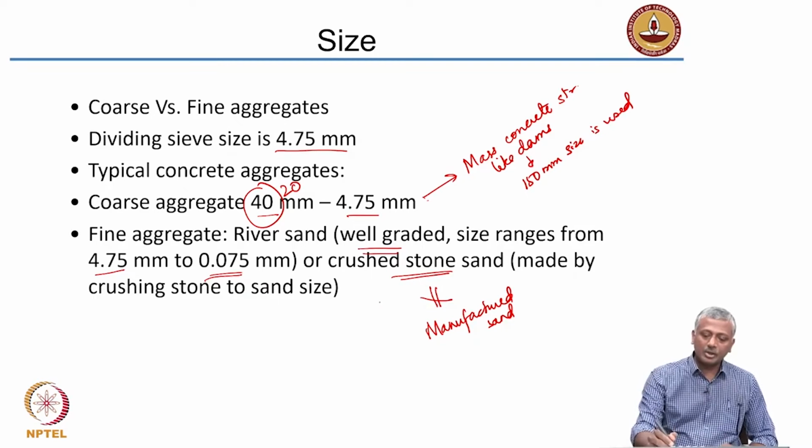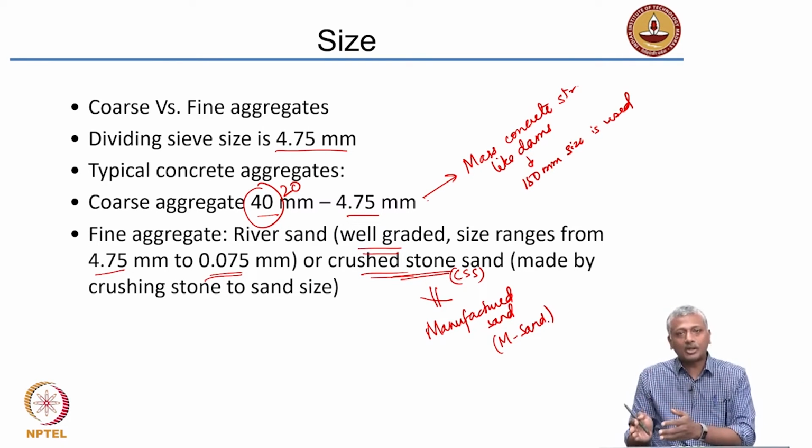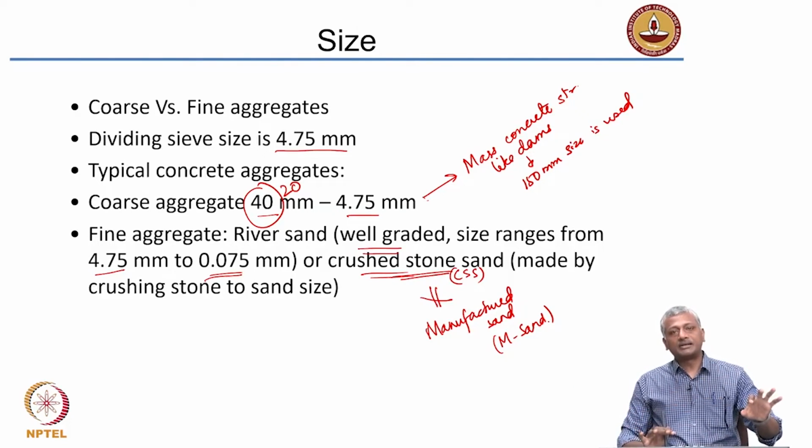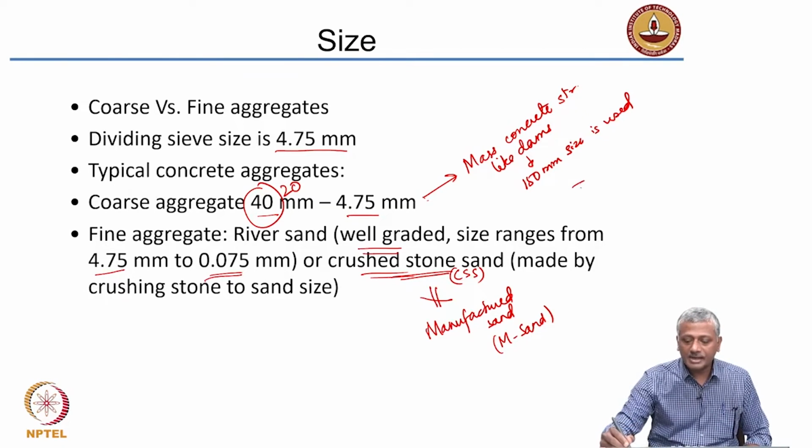The correct terminology to use is crushed stone sand or CSS. Very often manufactured sand is given the terminology M sand. If you go to the market, people talk about river sand or M sand, but what they are actually talking about is only the crushed stone sand that is used as a substitute to river sand. M sand has nothing to do with what I typically call manufactured sand in the true sense of the term. To get this distinction more clearly, you need to read the standard IS 383.